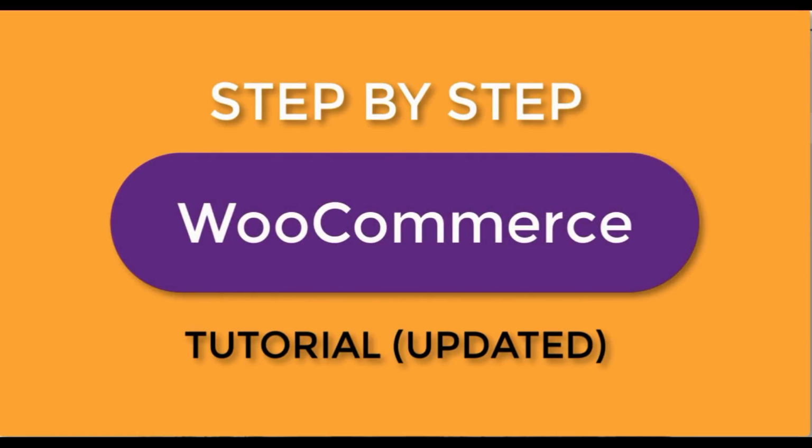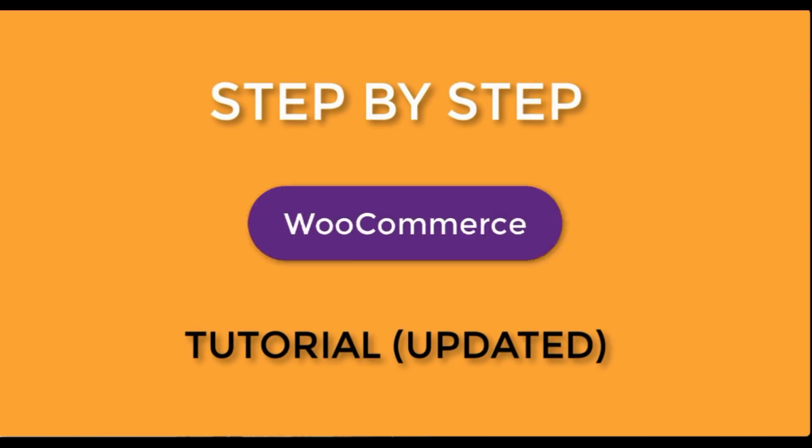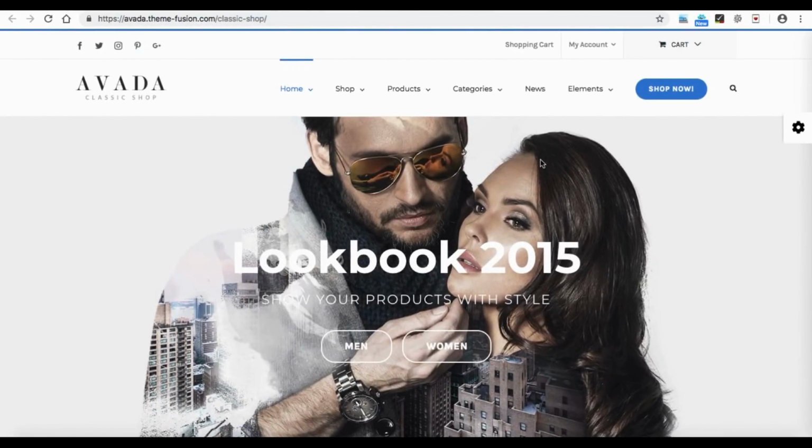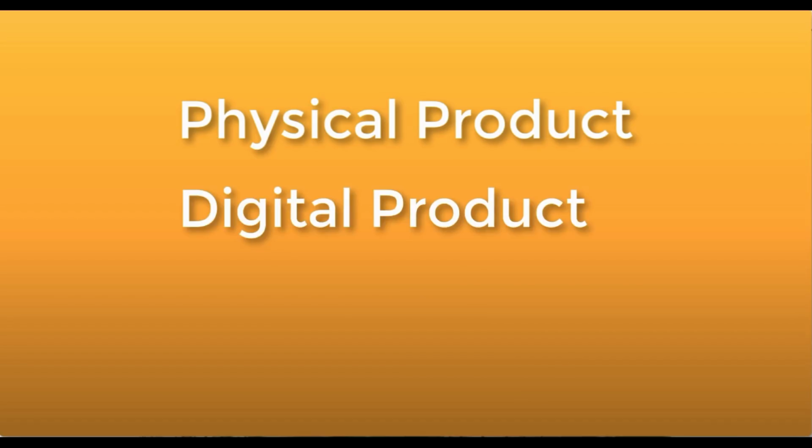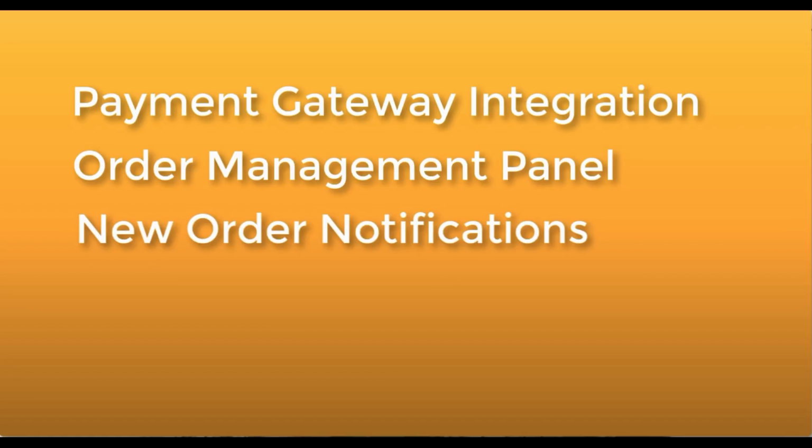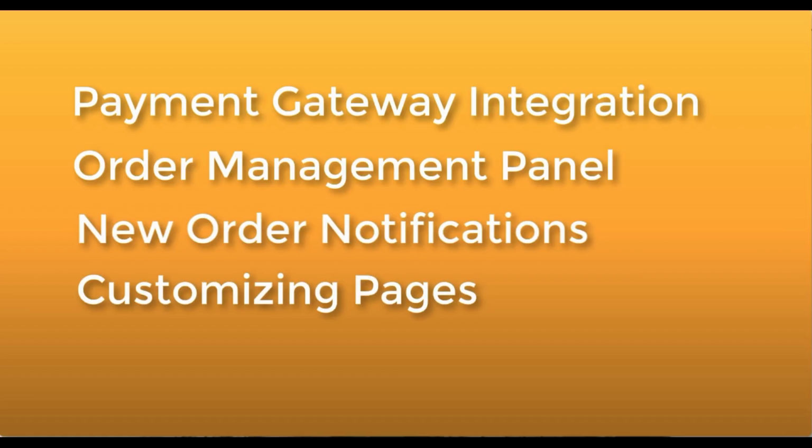Hi, once again I'm back with one of my new step-by-step WooCommerce tutorials where I'm going to explain step by step how you can create a fully functional e-commerce website with the help of WordPress and the WooCommerce plugin. A website where you can sell almost any kind of product, whether it is a physical product or a digital product. Here I'll be explaining how to integrate a payment gateway into the website, how to process the orders, receive order notifications on your email address, customize the pages, and almost everything which a standard e-commerce store needs.